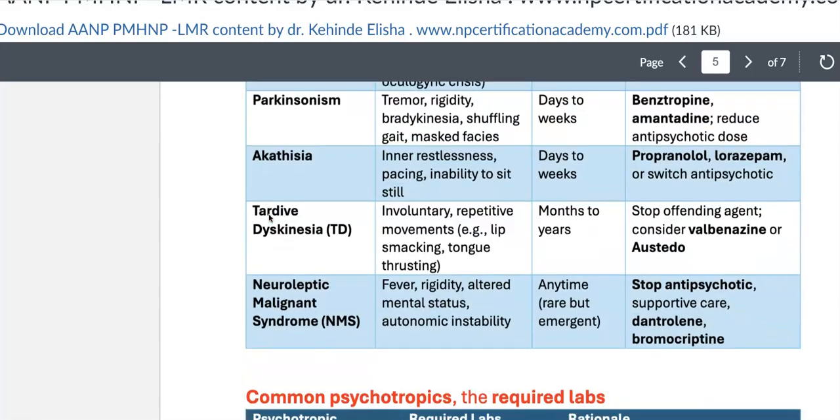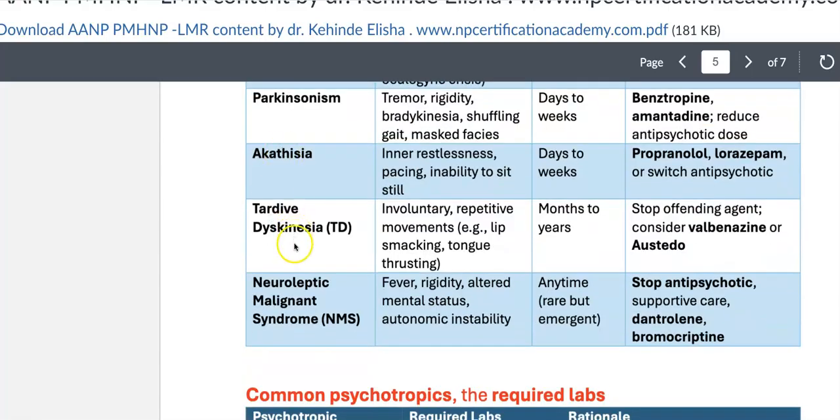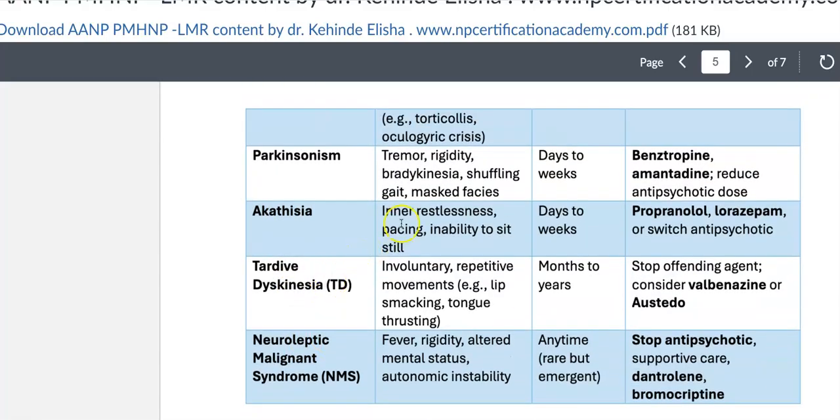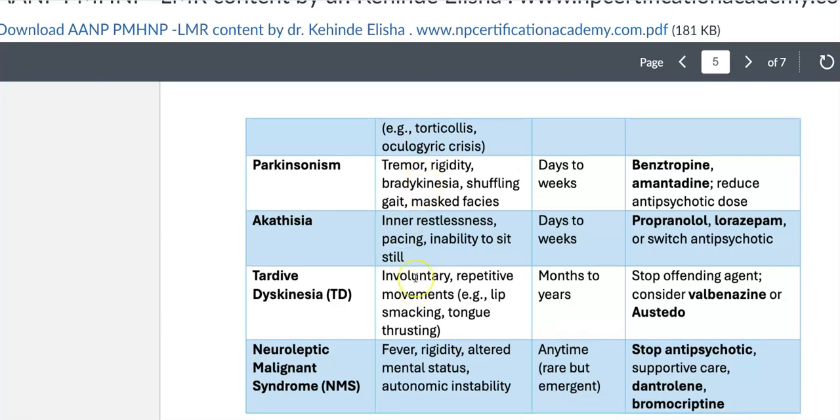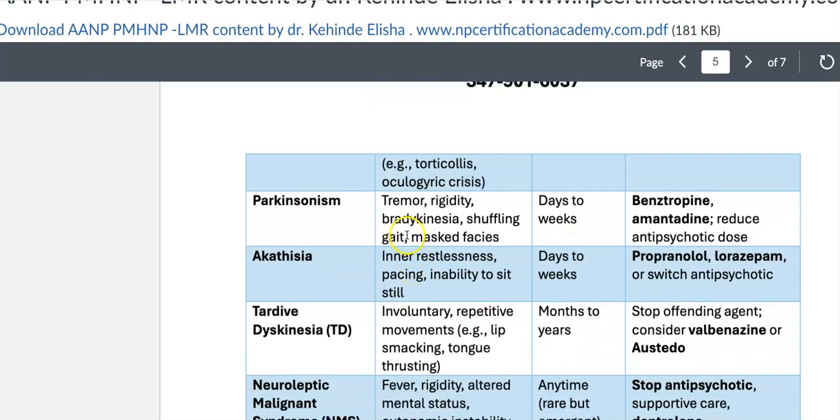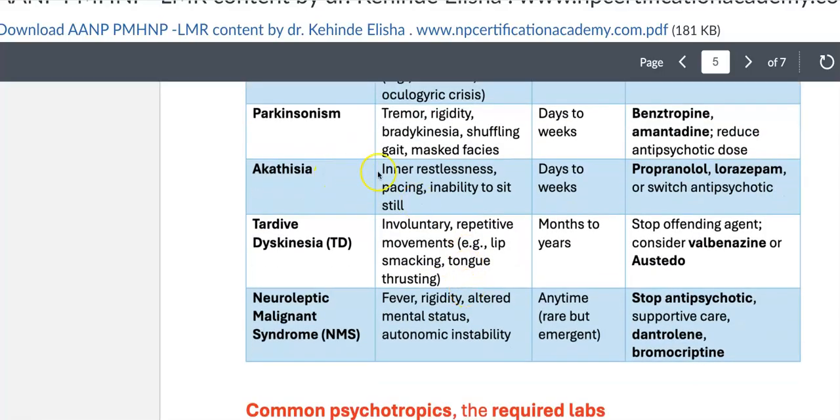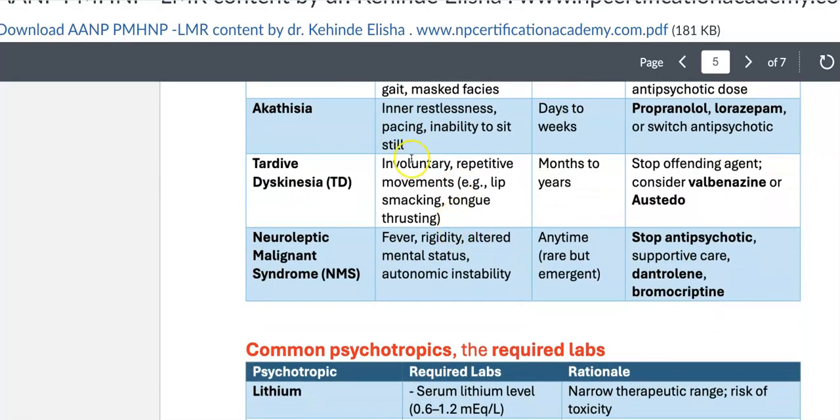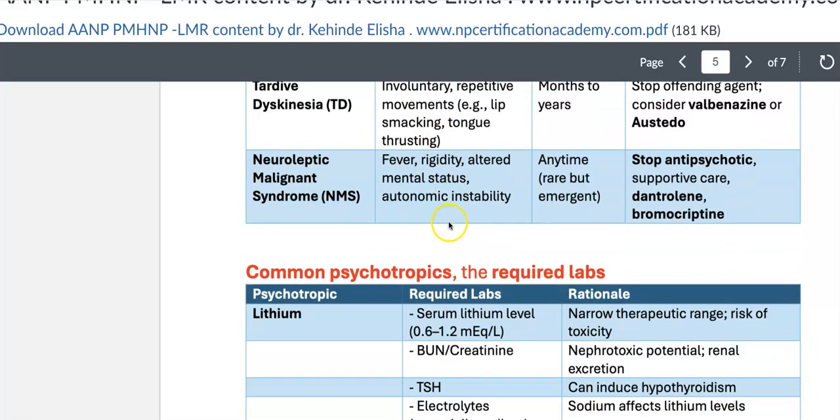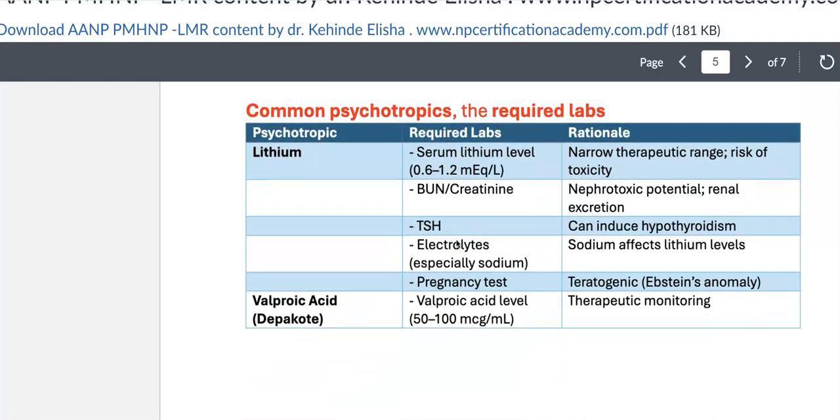Then on the bottom, we have Parkinsonism, akathisia, tardive dyskinesia, neuroleptic malignant syndrome, and each of the concepts. To remember them, you have to know all of this. With Parkinsonism, tremor, rigidity, bradykinesia, so shuffling gait, masked face. Akathisia, inner restlessness, pacing, inability to sit still. Tardive dyskinesia, involuntary repetitive movement, smacking of the tongue. And then NMS, fever, rigidity, altered mental status, and autonomic instability.